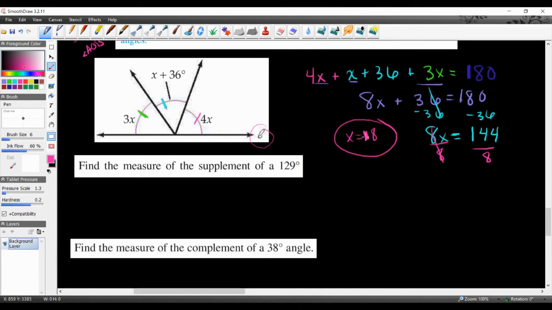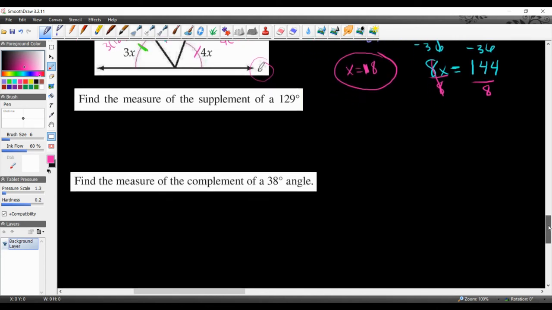Now we could go a step further and say, well, I want to find the actual angles. What would you do to find the actual angles? Well, you would just plug it in. So you would do 4 times 18 here, 18 plus 36, and then 3 times 18 right there. Okay? And that should give you your answer if you wanted the specific angles. But we're just going to move on. That part's not hard to do.